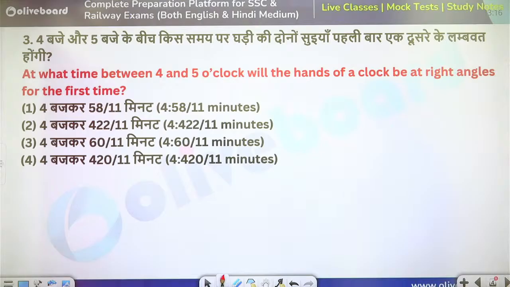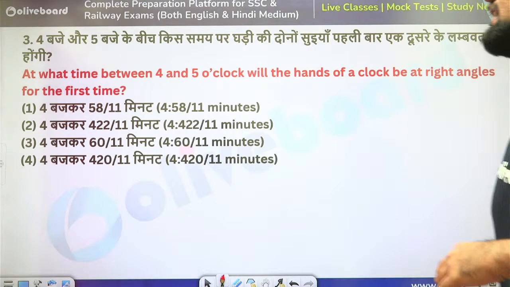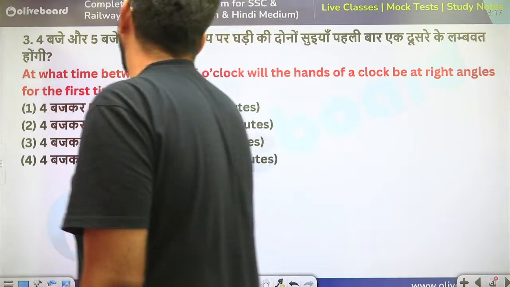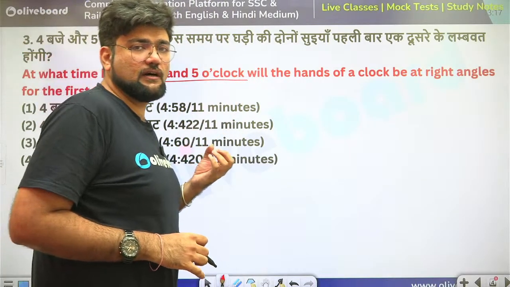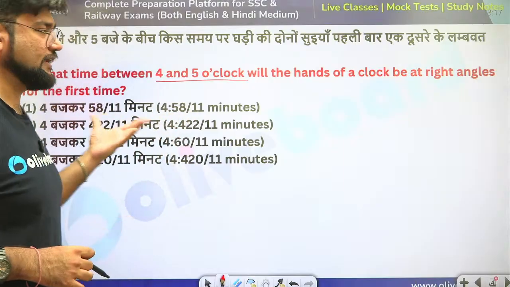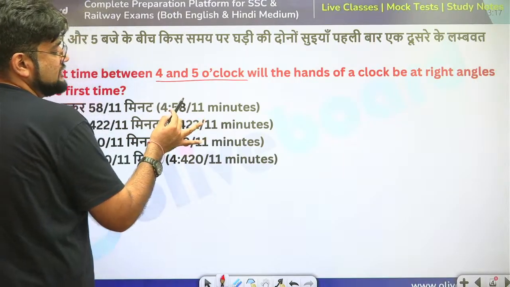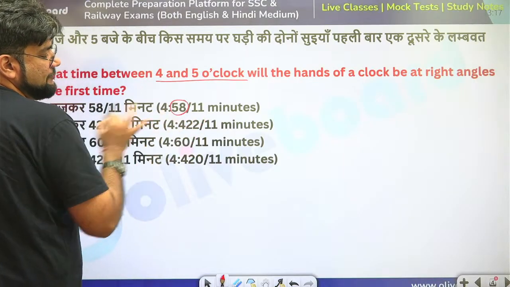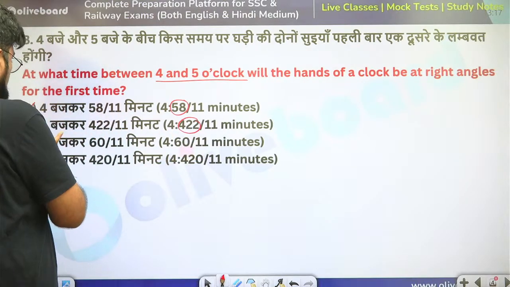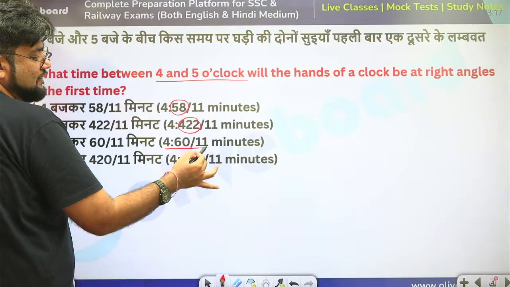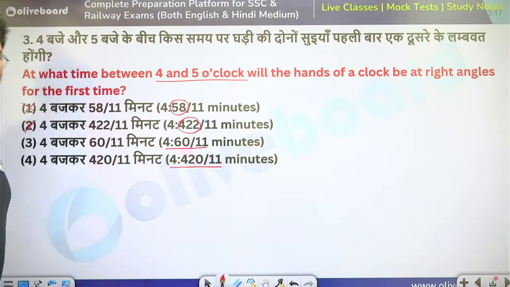At what time between 4 and 5 o'clock will the hands of clock be at right angles for the first time? Now, ideally, I have taught this short trick to you in a lot of my classes that for these questions, if they're asking you about coincide, opposite or right angles, then the sum of the complex value, if it's a mixed fraction, this portion should be a multiple of 10. Okay, so this cannot be my answer. This cannot be my answer. But I have two possibilities, 460 by 11, 420 by 11.